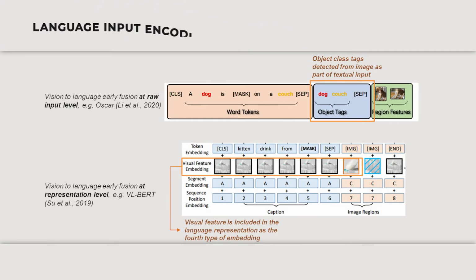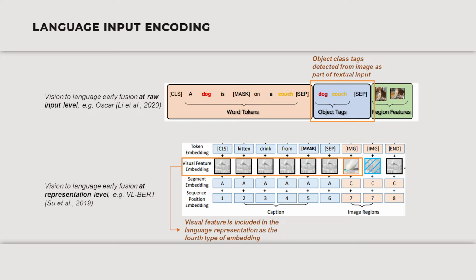We identified two types of early fusion strategies for the language encoding. The first one is the vision-to-language early fusion at raw input level. For example, in the ROI-based OSCA, they further utilize the object class tags, detected from the image, as part of textual input, and encode the tags together with the language tokens.